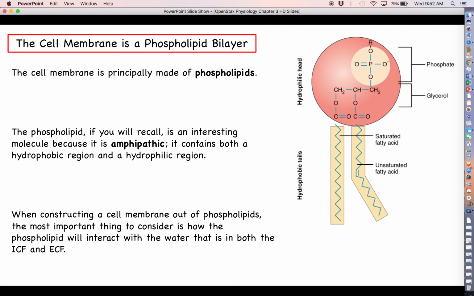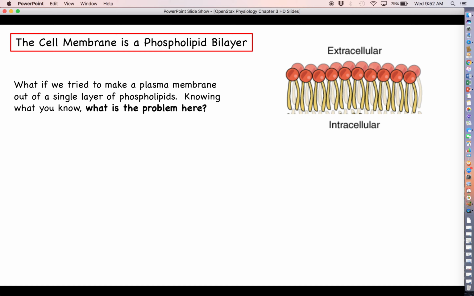If we're thinking about constructing a cell membrane out of phospholipids, the thing that we need to be concerned with is something that we made a big deal of back in chapters 1 and 2, the whole hydrophilic hydrophobic thing. A hydrophilic or hydrophobic molecule is defined by its interactions with water. So we really need to consider how the phospholipid will potentially interact with the water in both the ICF and the ECF if we are going to try to construct a plasma membrane out of phospholipids. So let's take a look at this.